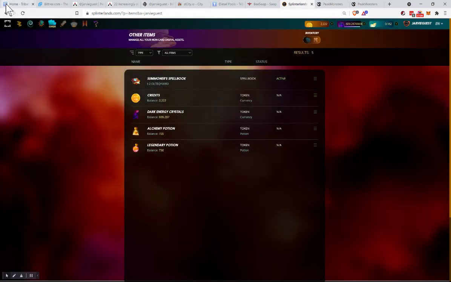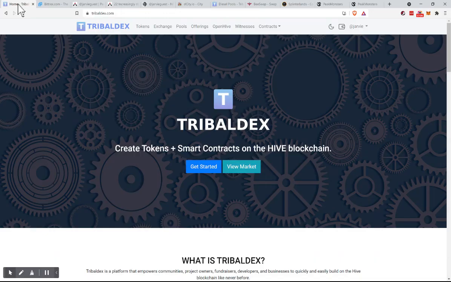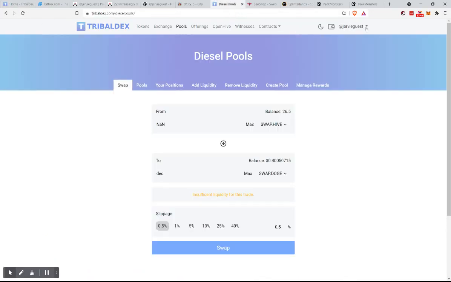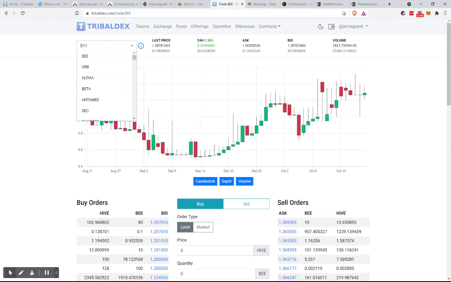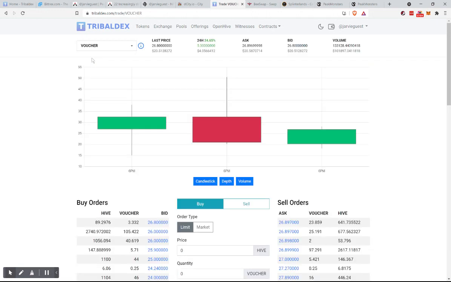Okay. Now, in this case, there is no pool, so we can't use BSwap. We need to go to TribalDex. Yeah. All right. We're a direct listing on the exchange. There we go. We're just logged in Jarvie Guest, and we'll go to exchange, and we'll type in voucher. What's the name of the voucher token? Voucher. Yeah, I think it's voucher. Very unique.